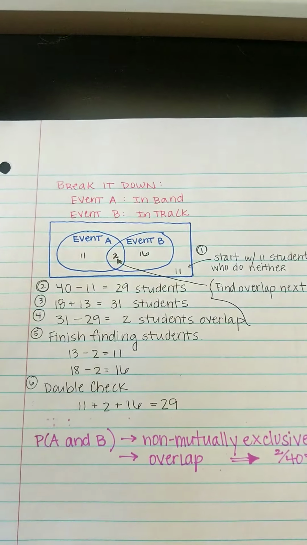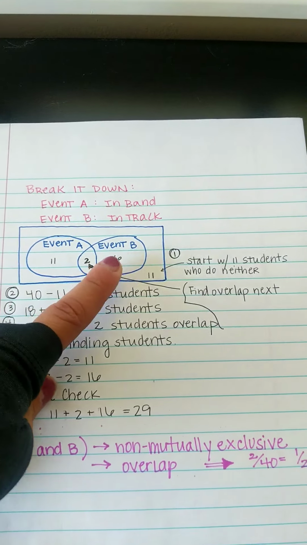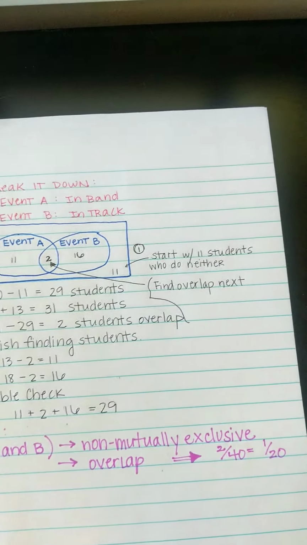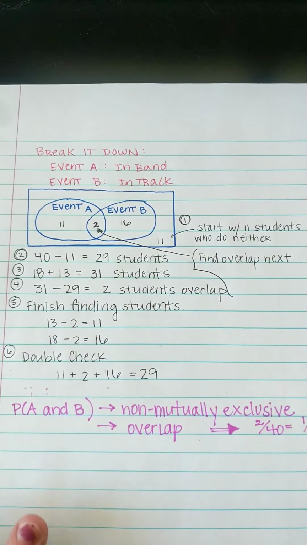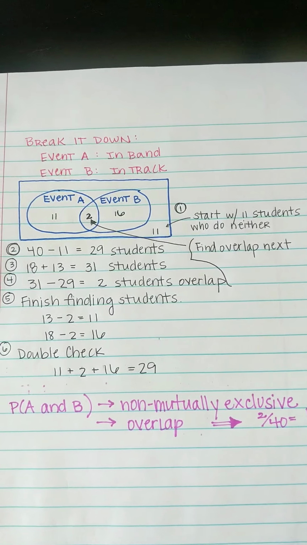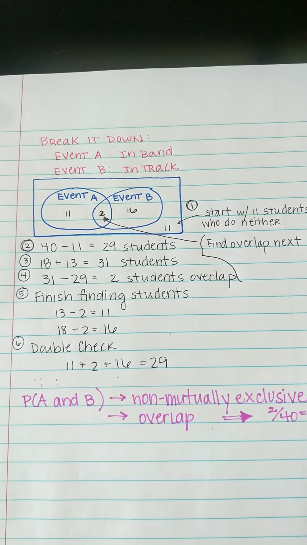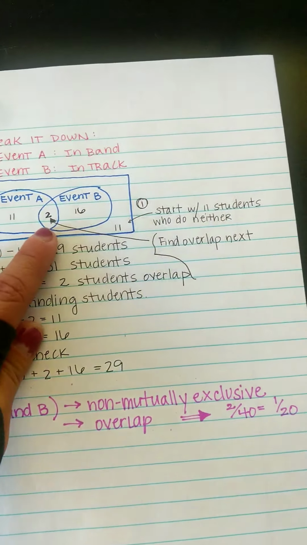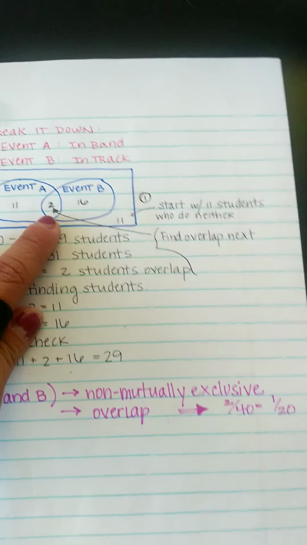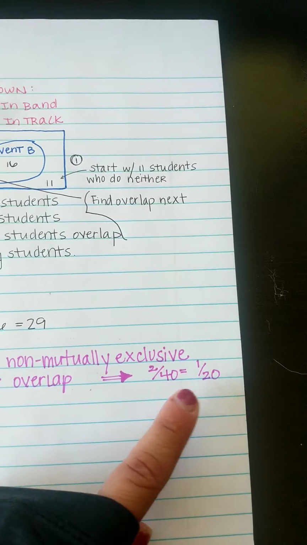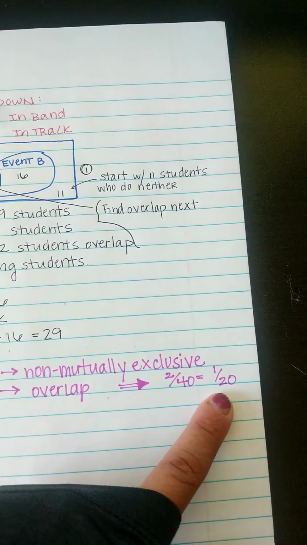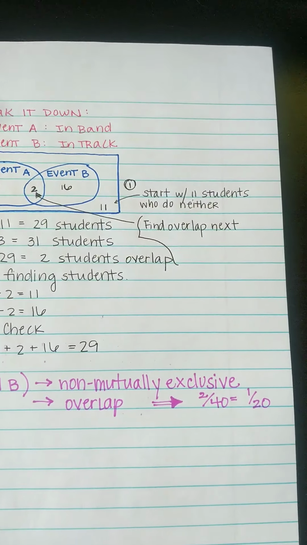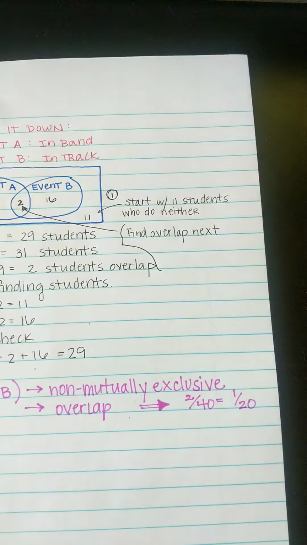Now, I can double check if I want. So I double checked, I added 11 plus 2 plus 16. I said, oh yeah, that's 29 students plus 11 students, 40 students. My numbers are adding up, that's a good sign. Now I can answer the question that's being asked using my pretty diagram. So it says, what's the probability that they do both track and band? Anytime it's AND and it's non-mutually exclusive events, it's just the overlap. So in this case, it's 2 out of 40, which we can simplify to 1 out of 20. Ta-da! All right, that's the breakdown of a simple event occurring. Pay attention, mutually exclusive or non-mutually exclusive.